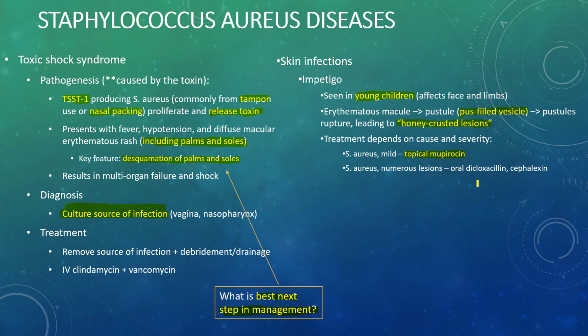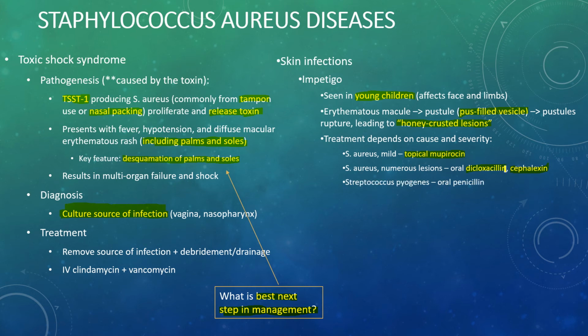Dicloxacillin is a very classic antibiotic given for methicillin-sensitive Staph aureus because it's resistant to beta-lactamase, and cephalexin is a first generation cephalosporin that's also very good for staph and strep. So these are the antibiotics you can use for Staph aureus.